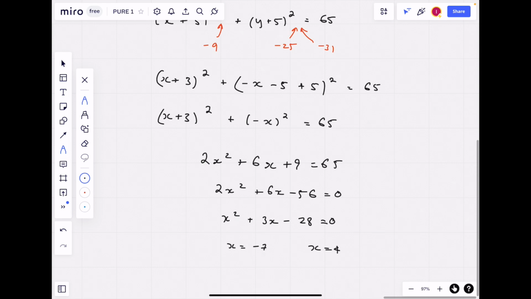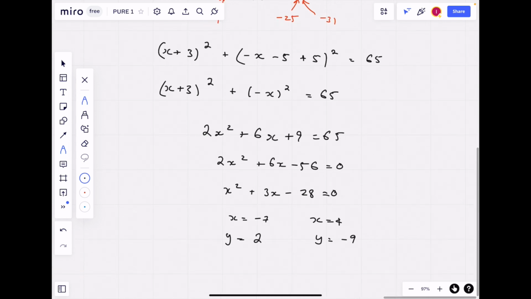Once you sub those back into your first equation, when x equals minus 7, y equals 2. And when x equals 4, y equals minus 9. So the line x plus y plus 5 equals 0 intersects at these two coordinates.